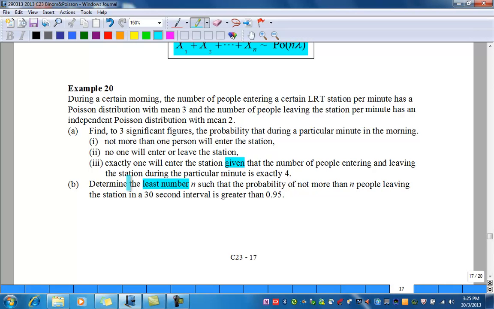A. Find to three significant figures the probability that during a particular minute in the morning, 1. Not more than one person will enter the station, 2. No one will enter or leave the station, and 3. Exactly one will enter the station given that the number of people entering and leaving the station during the particular minute is exactly 4. B. Determine the least number n such that the probability of not more than n people leaving the station in a 30-second interval is greater than 0.95.